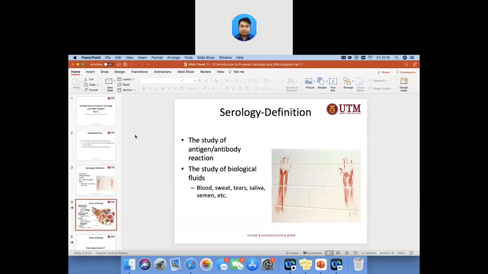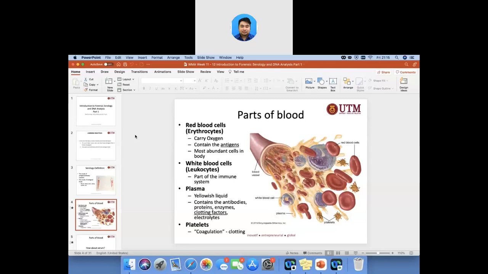Now let's look at the parts of our blood. Based on this picture, you can see that in our blood there are red blood cells, and some leukocytes, which are our white blood cells. There are macrophages here as well, which are part of our defense system, and there is a yellowish fluid, which is our plasma basically. There are also platelets here.